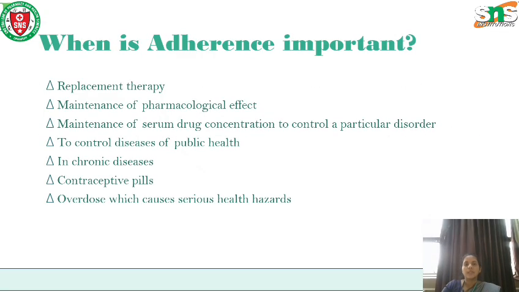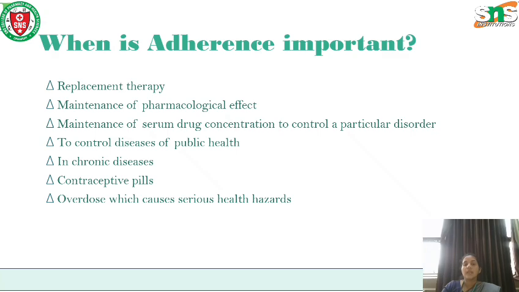Then we can check why adherence is very important. It is important in different aspects. If you are doing a replacement therapy, that is with insulin or thyroxine, adherence to that particular therapy or regimen is very important for a better outcome. And in the maintenance of the pharmacological effect with drugs like antihypertensive drugs, if you do not adhere to that regimen, it is ineffective. We know that if we do not take the antihypertensive drugs as prescribed or at the particular timing, they will not have the effect we expect.